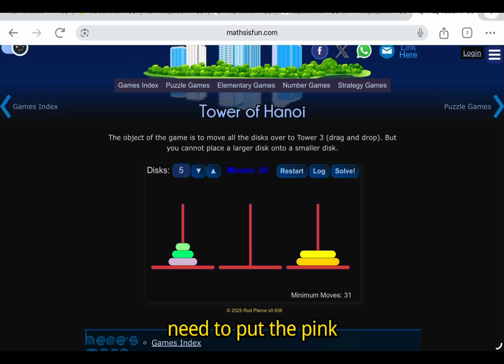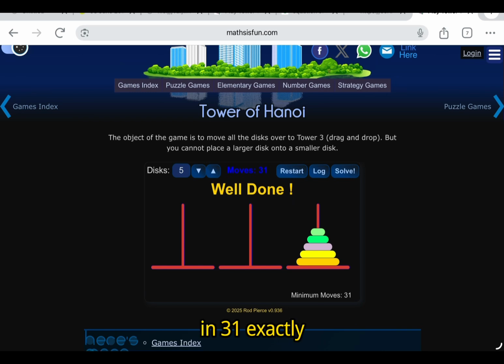Again, we need to put the pink one to the right, therefore, we need to put the smallest to the right, and this second to the smallest to the middle, then the smallest to the middle. Then we can put the pink one to the right, and then we can put the smallest to the left, second smallest to the right, and then we finish in exactly 31 minimum moves.